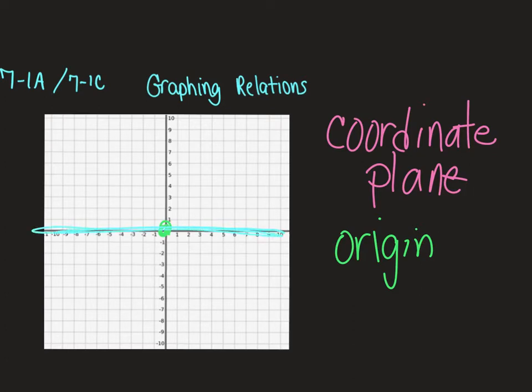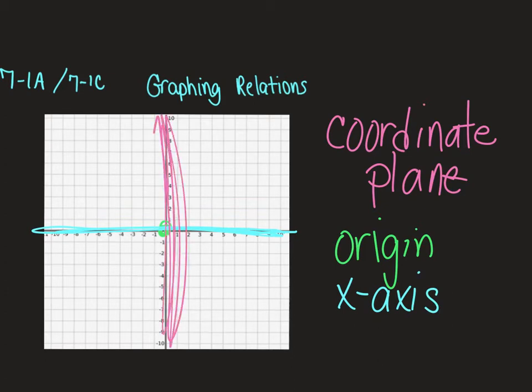This blue line right here is called the x-axis line. And the pink line right here is called the y-axis. So there's a horizontal, sideways line, and there's a vertical line. They cross at the origin.